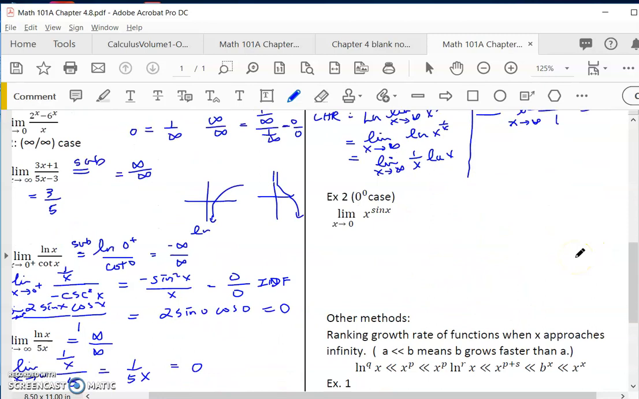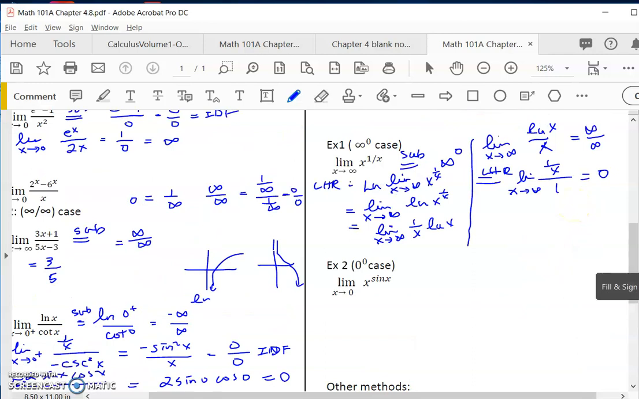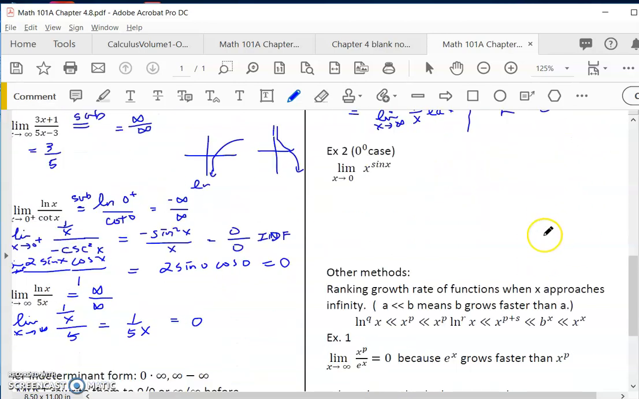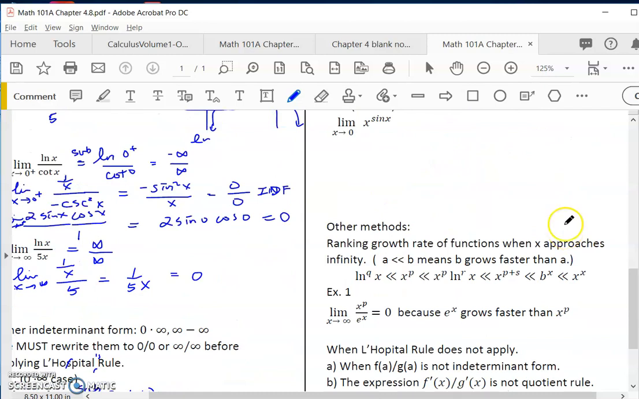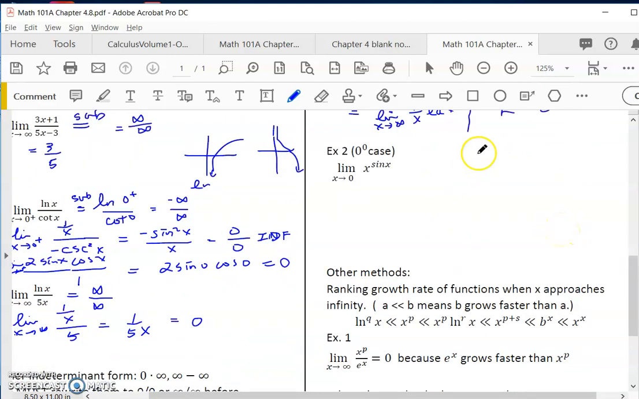One more case, the 0 to the 0 case. Oh, no, that's not the answer. That's the ln of 0. So what is our L? L is e to the 0. So this is ln of the limit, and ln of the limit equals 0. So L is e to the 0. I almost forgot.